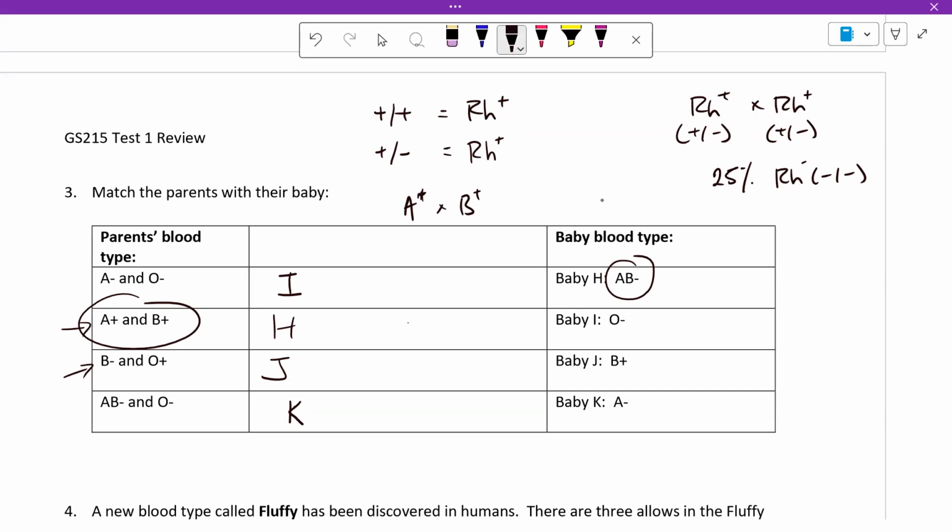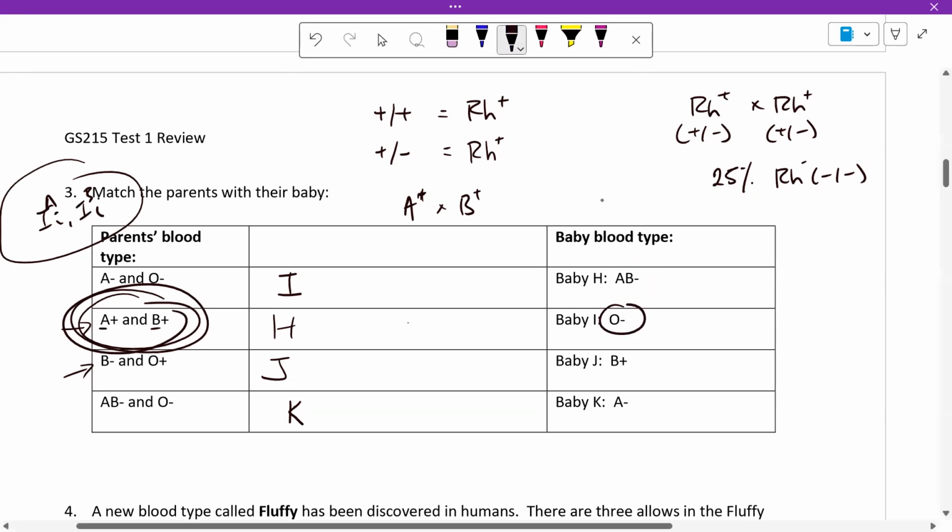For example, if the A and the B are IA little i and IB little i, then they could also make a type O baby. Could this couple make O negative? Absolutely, if they are IA small i, IB small i, and both heterozygous, they could also make O negative. But that's not what the question is asking. It's not asking what kind of baby they can make. It's asking, if we have these babies, who are the parents? And O negative is already taken by another parent here, and that's why we know it has to be the AB negative. Okay.